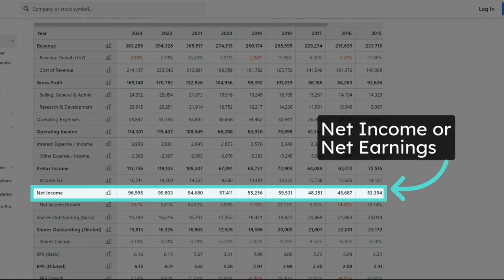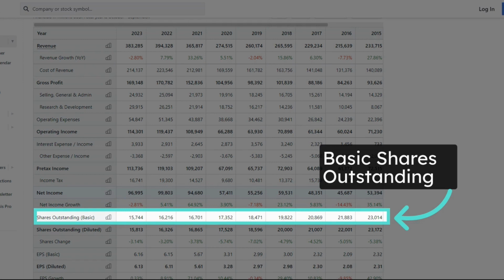Net income or net earnings line is the amount that is left when the company adds up all the money it takes in and subtracts all its expenses. This is equal to operating income adjusted for other income and expenses. Basic number of shares outstanding is the average number of shares outstanding during the company's fiscal year. Note that this figure must be multiplied by 1 million since the unit of the table is in millions.